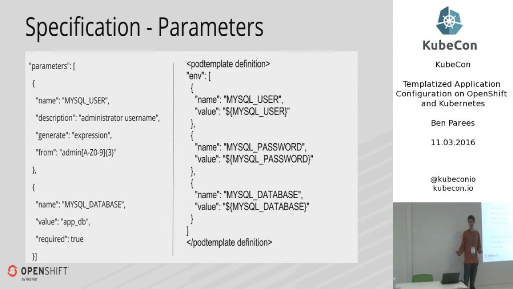And on the right-hand side, you see where we actually use these values. So we've got a substitution syntax, which is $, squiggly bracket, and then the matching name from the parameter definition. And I'm showing this as environment variables. You can actually reference these parameters anywhere in the template body, with the caveat being that it only works in OpenShift templates for string fields.